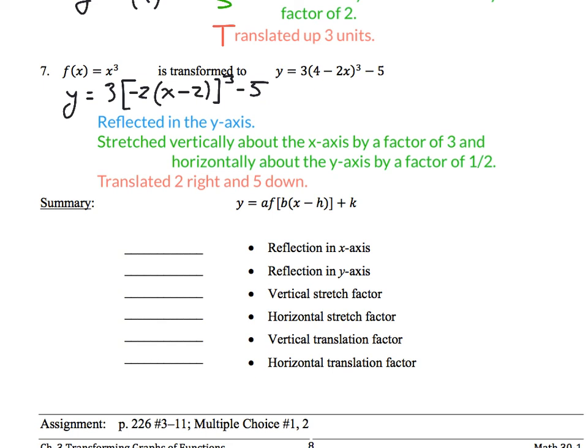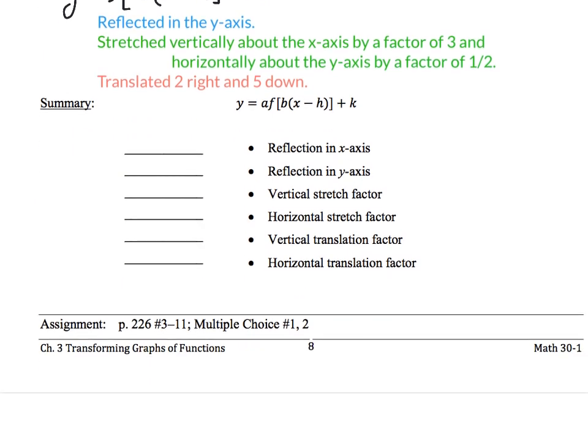And again, for the order that you describe the translations, you could say 5 down first, 2 right second, that's okay. Similarly with the stretches, we can describe horizontally before vertically, those don't matter. As long as we describe translations last, doing reflections and stretches first, then there's some flexibility in the order we describe things. Okay, let's summarize all of this for the equation that we have at the bottom of the page.